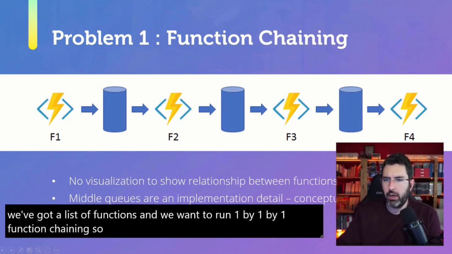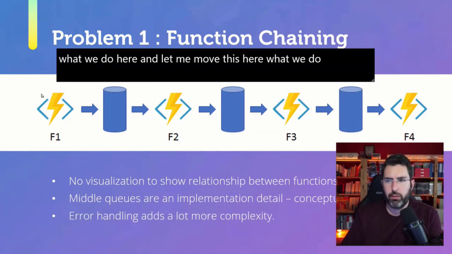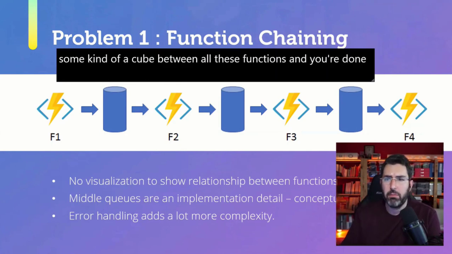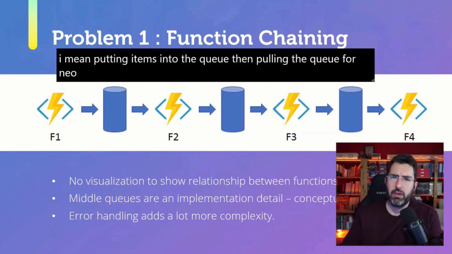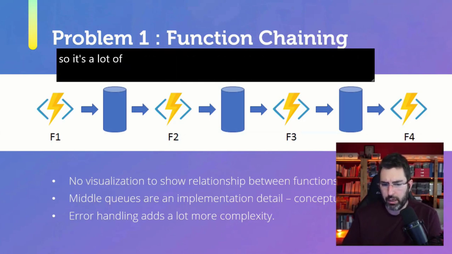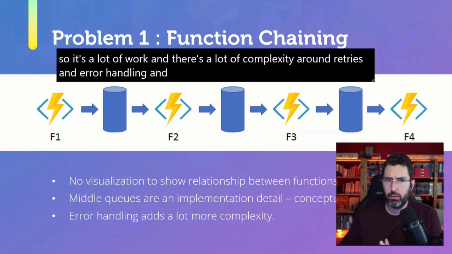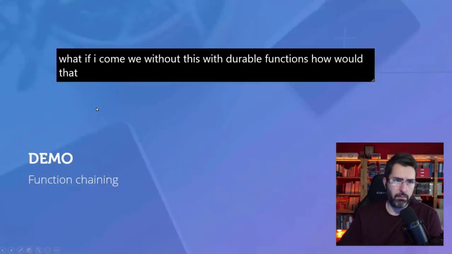So usually what we do here is you simply put some kind of a queue between all these functions and you're done, right? But it's still a bunch of work. I mean, putting items into the queue, then polling the queue for new jobs, and serializing, deserializing, all this stuff. So it's a lot of work, and there's a lot of complexity around retries and error handling and stuff. So what if we did this with durable functions? How would that look?